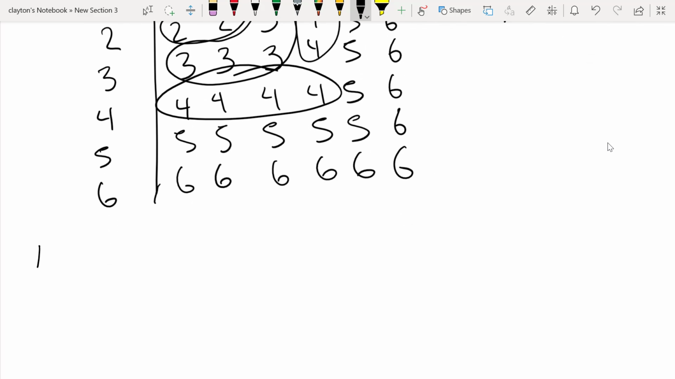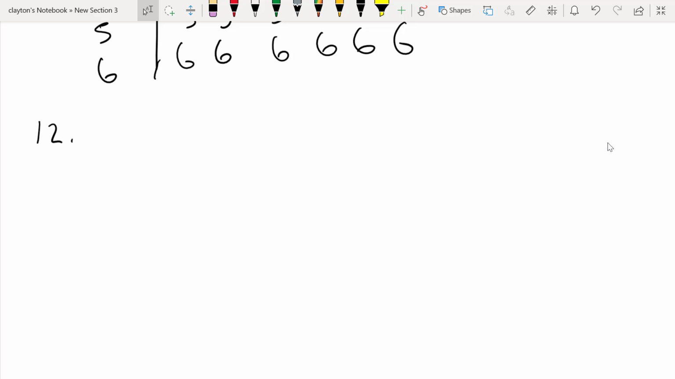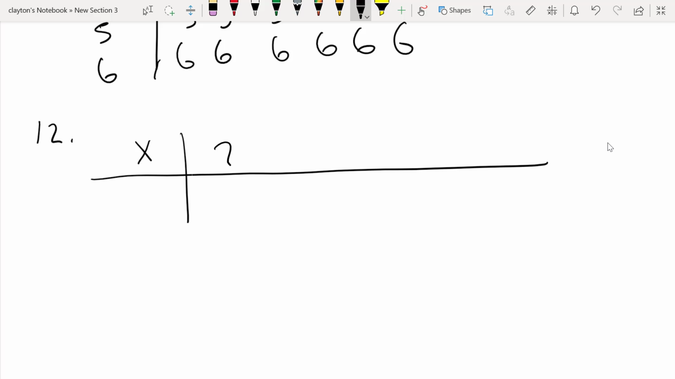Okay, let's look at 12. It says a random variable x has a probability distribution table as shown. And again, we need to know that the sum of all the probabilities should be 1. So in our chart, I'll write out what they have. They have 2, 4, 6, 8, and 10, and they've given you these numbers.